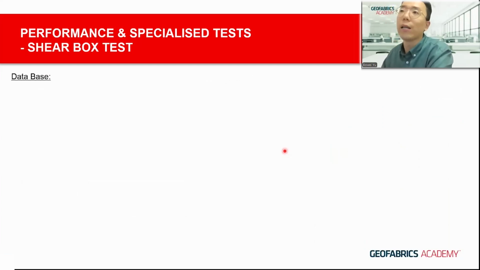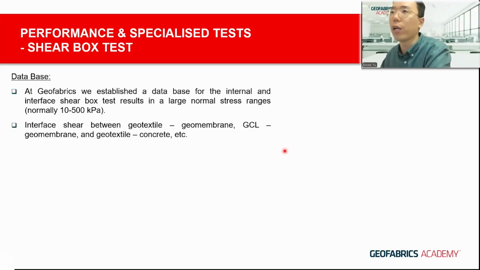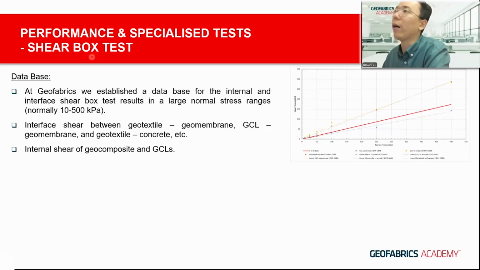And at GRADE, in the last 10 to 15 years, we have developed a large database on the interface or internal shear tests on a variety of products we supplied or manufactured, in a large normal stress range between 10 to 500 kilopascal. We also have the interface shear between the geotextile and different materials like geomembrane, GCL, geomembrane, and geotextile to concrete even. And we also have many data for the GCL internal shear resistance and also for the geocomposites. Here is just a quick example of the current database.